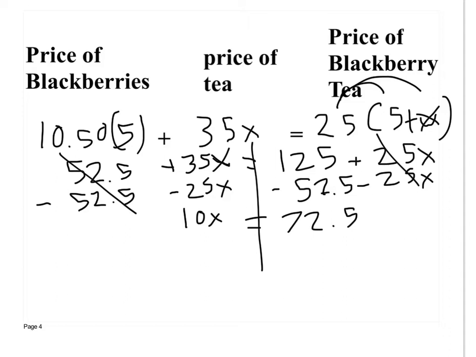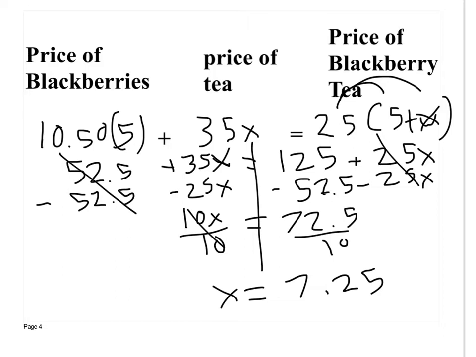So what do I do now? Divide by 10. x is 7.25. So it's just like what we've been doing? Exactly what we've been doing, except now it's with weighted averages. Okay? So that is x. To make the blackberry tea, 7.25 pounds, it's not dollars, sorry. 7 and 1/4 pounds would be used to make the black tea. So that's how much you would add to the blackberries.